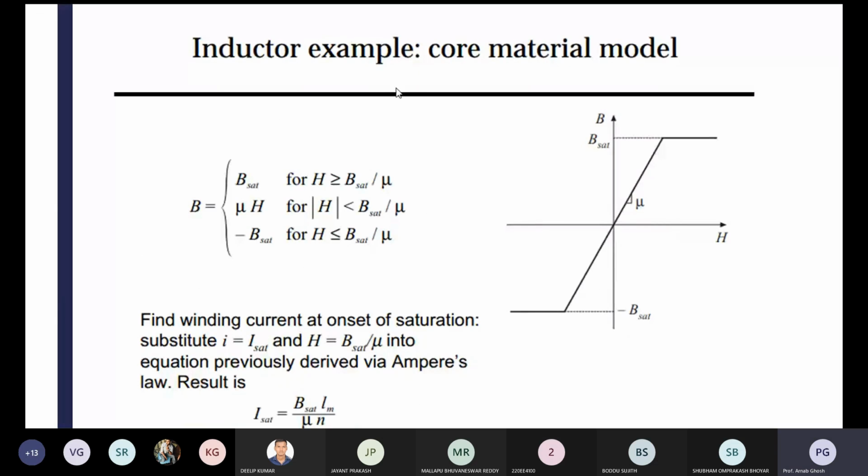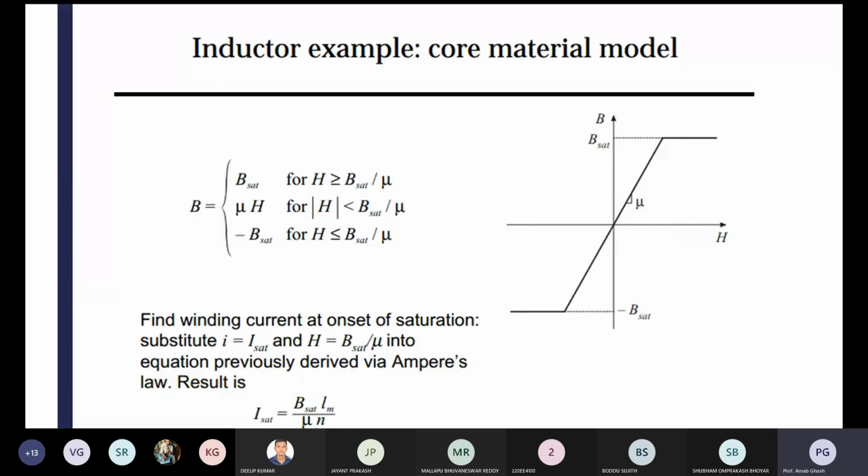Find the winding current at the onset of the saturation. Substitute I equal to I sat, H equal to B sat by mu. You know that B equals mu H, so B sat will also be there. If we replace that, what is your intensity H? H at I equal to I sat. So you can replace that value and you get that relationship: I sat equals B sat Lm divided by mu into N.